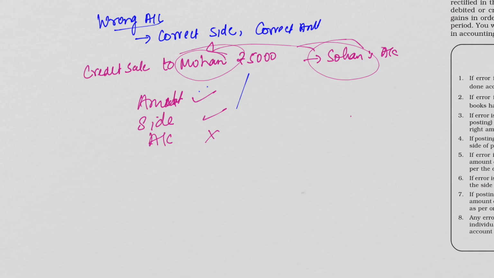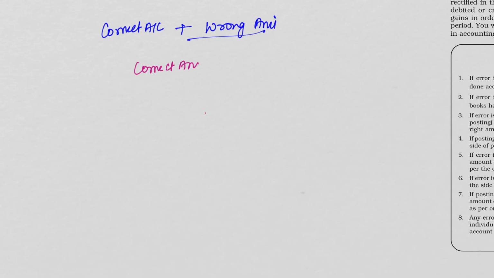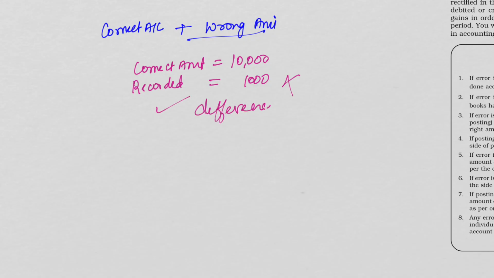Principle 4 we have, if posting is made to the correct account but with wrong amount, we'll assume that the posting was made on the correct side. So the correct amount would be rupees 10,000. The recorded amount is rupees 1,000. So here the account is correct but the amount is wrong. So the correction will adjust the difference amount.